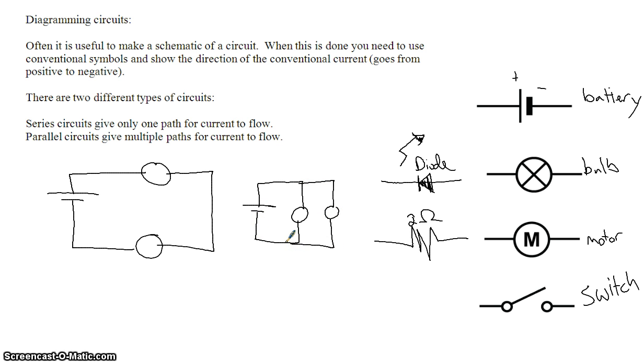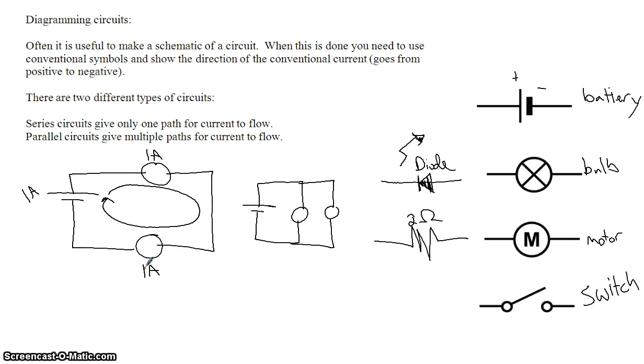Now, each one of them has some different features. In a series circuit, it's the same current that goes all the way through the circuit. So let's say, for example, if there's 1 amp of current going through the battery, there's 1 amp of current going through this bulb, and there's 1 amp of current going through that bulb. So the current is the same all throughout the circuit.